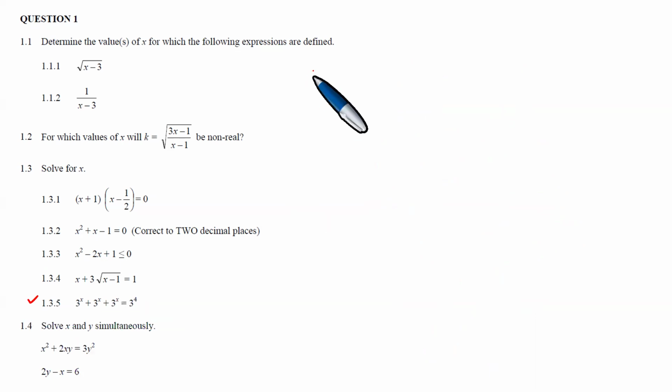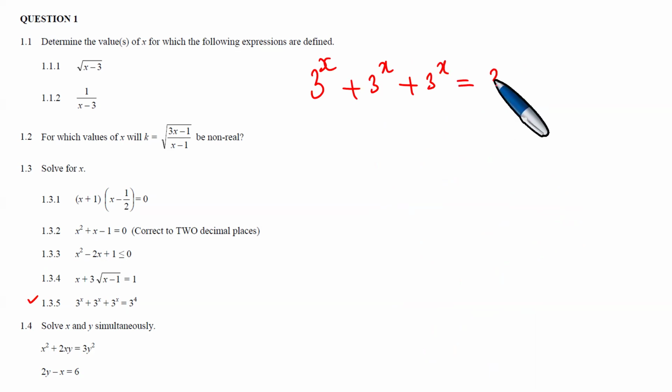We need to solve for x given 3 to the power x plus 3 to the power x plus 3 to the power x equals 3 to the power 4. I'm giving you 1 minute to try this one. Let us know when you're done.